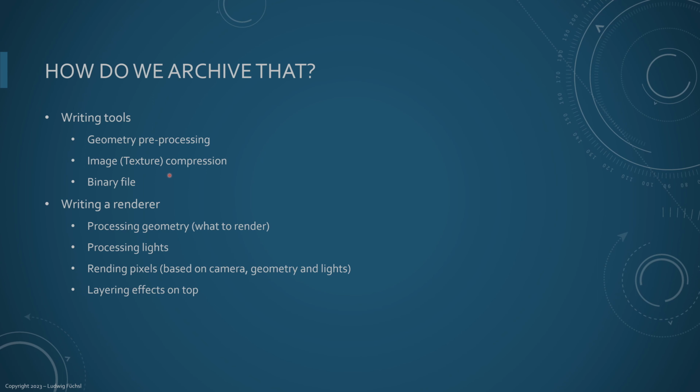And we also need to process all these lights and make sure that they are rendered correctly. At a certain point, if you can say rendered on a light, a bit hard term, but yeah. Rendering the pixels, of course, based on cameras, geometries, and light, be able to render them correctly, and then after it, layering effects on top of that, like motion blur.